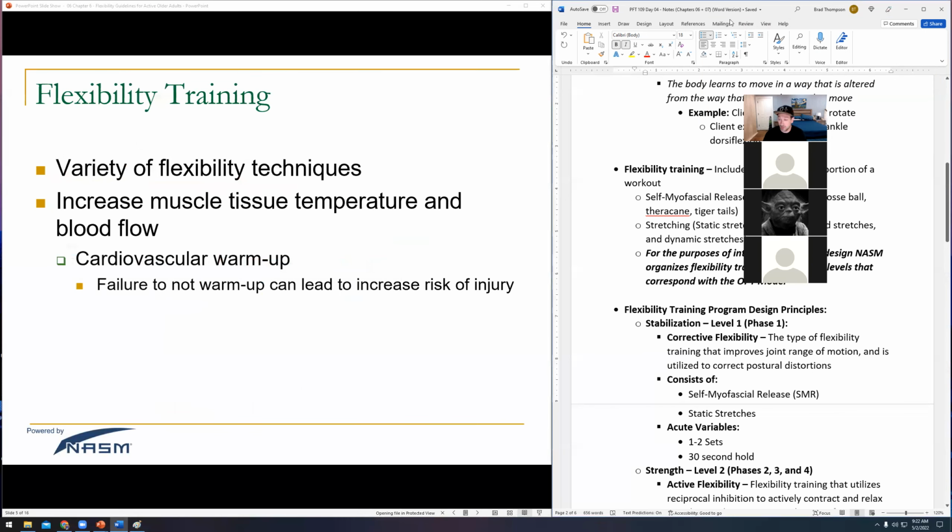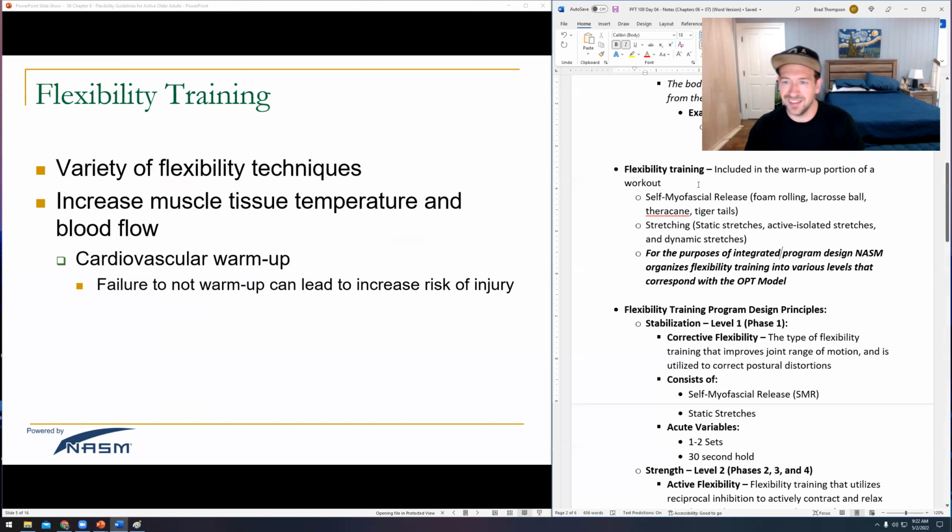How do we reverse aging? Can't really reverse aging, but how do we reverse the negative effects of aging? That. So flexibility training is usually included in the warm-up portion of a workout. It's going to consist of self-myofascial release. That's the foam rolling, using lacrosse balls or Theracanes, tiger tails, things like that. And the actual stretching technique.